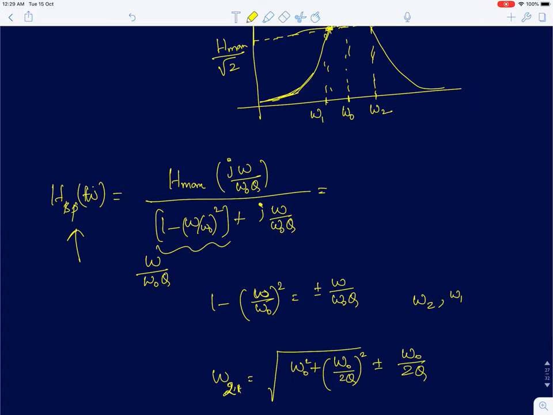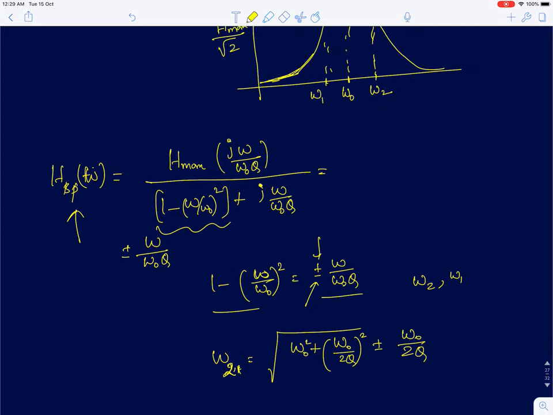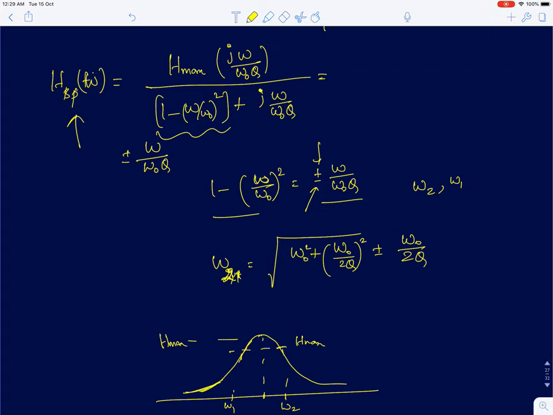All we need to do is, in fact, it can be plus or minus omega by omega naught q. So we'll just equate this term to this. You'll have two quadratic equations, for plus omega by omega naught q and minus omega by omega naught q. So you'll have four solutions, out of which we are going to ignore the negative solutions, and we'll get omega 1 and omega 2. Here I've written omega 2 comma 1. Omega 2 is positive, which is root of omega naught square plus omega naught by 2q the whole square, plus omega naught by 2q, and minus omega naught by 2q will be for omega 1. We are calling that omega 1.